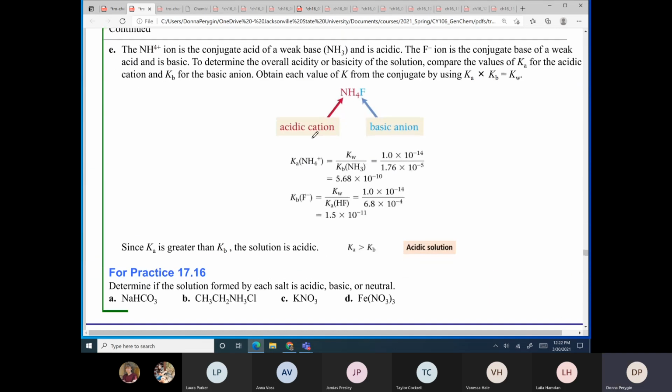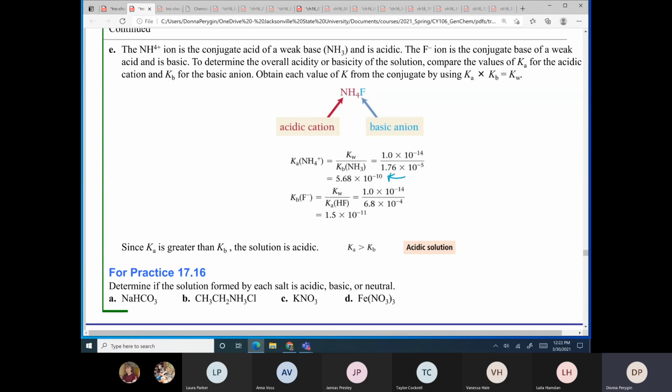Now, if you have an acidic cation and a basic anion, then you have to look at their Ks in order to determine which is the bigger factor. Okay, so the Ka for ammonium, we have to actually solve for that because we don't have the Ka for ammonium, we have the Kb for ammonia. So if you solve for that, you get 5.6 times 10 to the minus 10.